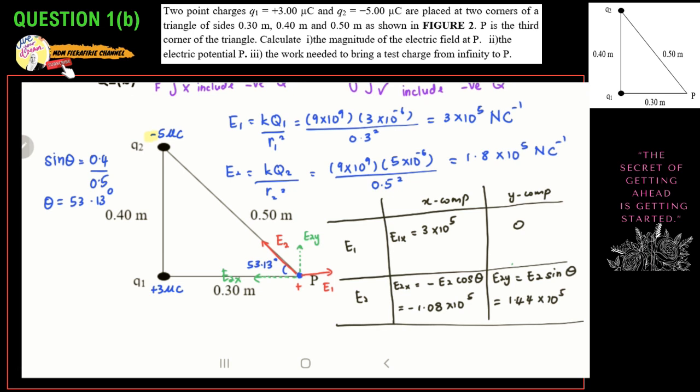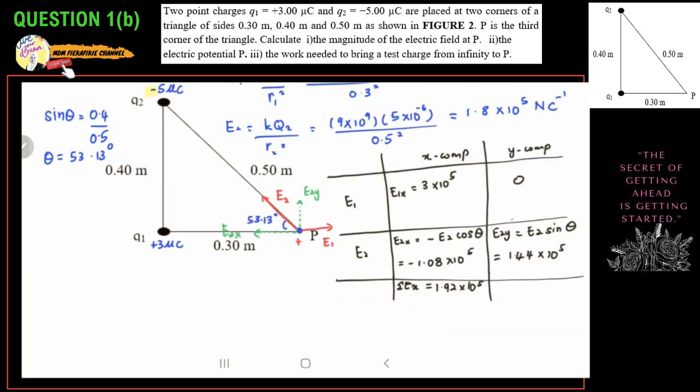Okay, so what is the next step? We need to total up. E21x and E2x, the total electric field in x component. Tambahkan semua yang ada tadi. Remember E21x tambah E2x. E2x ni negatif, so you akan dapat nilai dia 1.92 exponent 5. And total electric field in Y component, samalah, kita tulis saja balik.